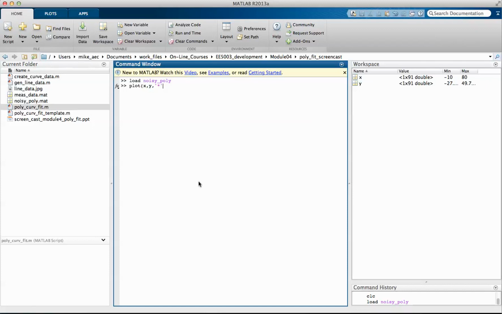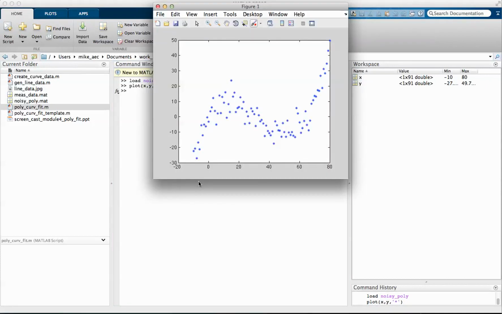the star is just one kind of symbol. You can do help plot and see all sorts of other symbol options. But if we plot this thing out, we see, oh yeah, okay, this kind of looks like a third order curve. Obviously, it's got noise on it, but it kind of looks like a third order curve.